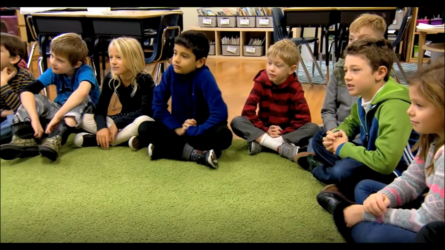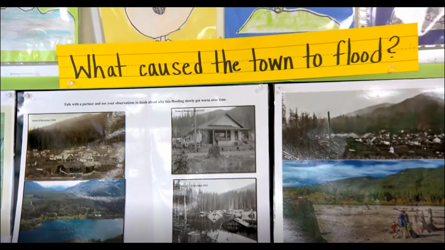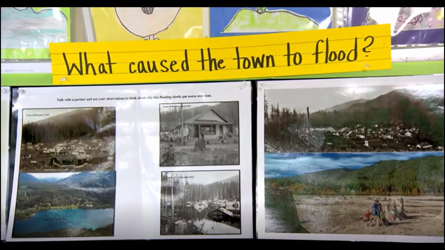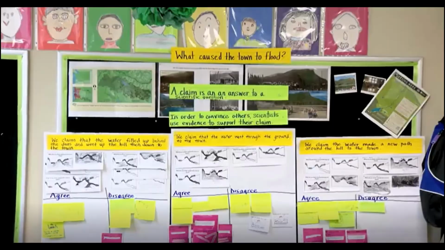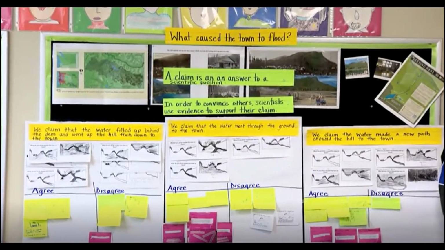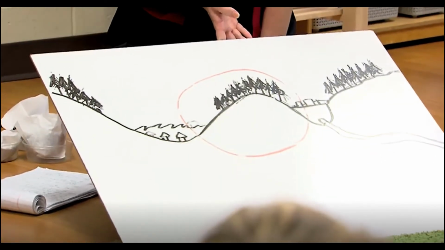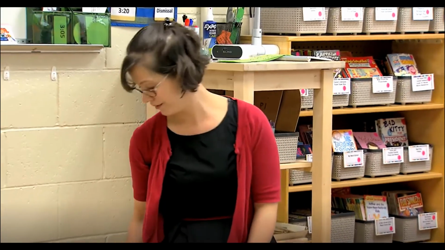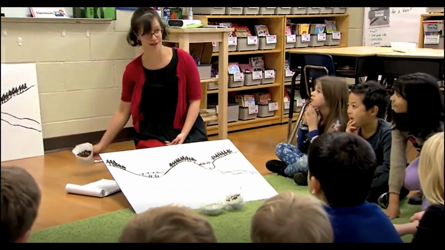So we've been investigating the town of Moncton, and we've been wondering and investigating the question, what caused the town to flood? In this video, you'll see students weighing ideas and evaluating evidence. They're going to be looking at multiple forms of evidence across an entire unit. In our investigations, we now know that this mountain is made out of rock, sand, and soil. Pebbles, glacier moraine, sand, and soil, right?